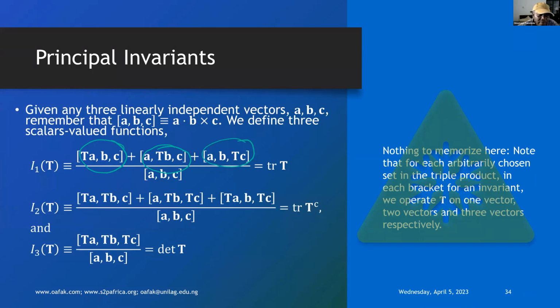Before we define them, please take note. Given 3 linearly independent vectors, A, B, C, remember that the scalar triple product A dot B cross C can be written in a compact form as [A, B, C]. Before I go on, I'm going to ask you, why is it possible to just write it as [A, B, C]? Why do we write it like this instead of putting the dot and the cross? Why is it okay to just say [A, B, C] instead of writing A dot B cross C?